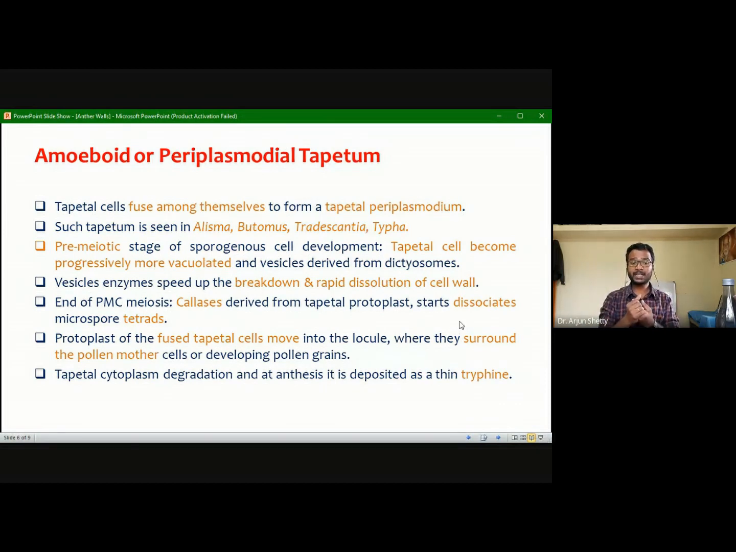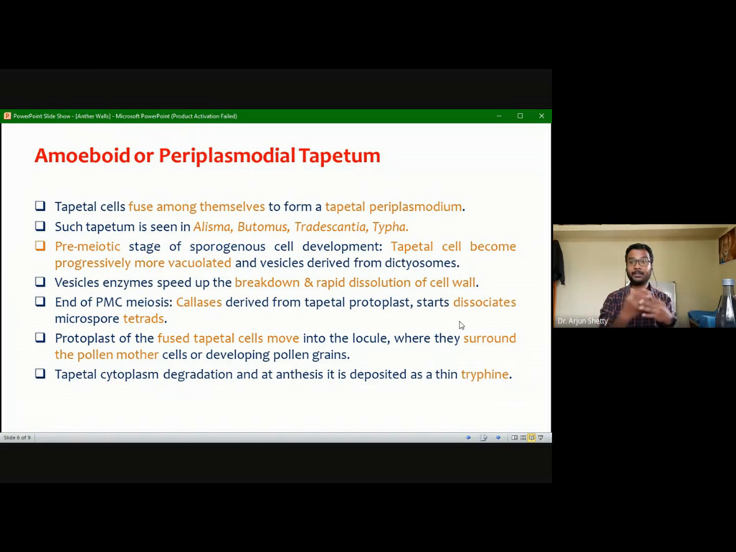The protoplast of the fused tapetal cells moves into the locules, where they surround the pollen mother cell and develop the pollen grain. As they break down, the callase present breaks down the pollen tetrad, and the remaining components of the tapetum, the protoplast, come and surround the pollen grain. So this pollen grain will be deposited on the exine, right?